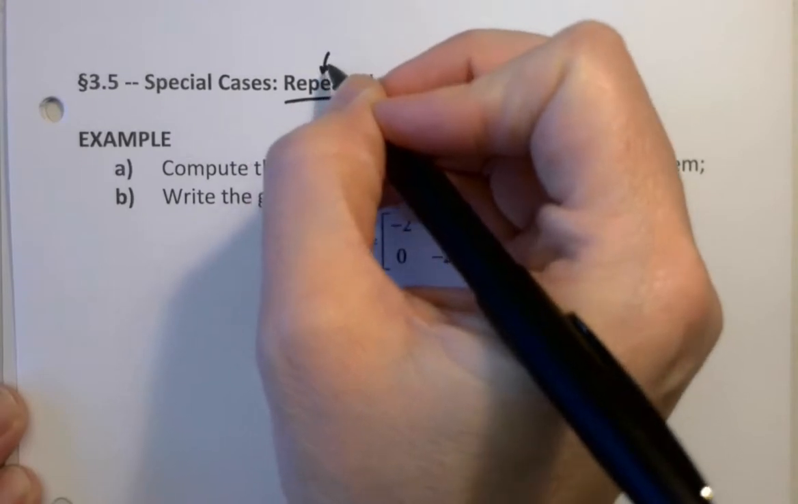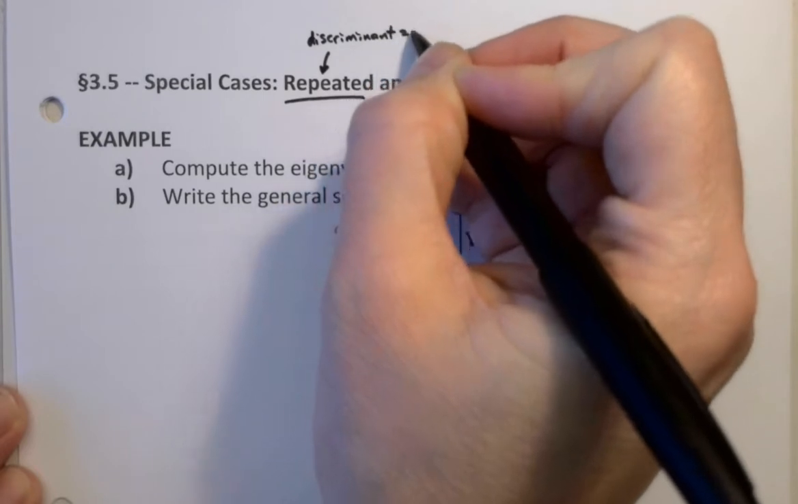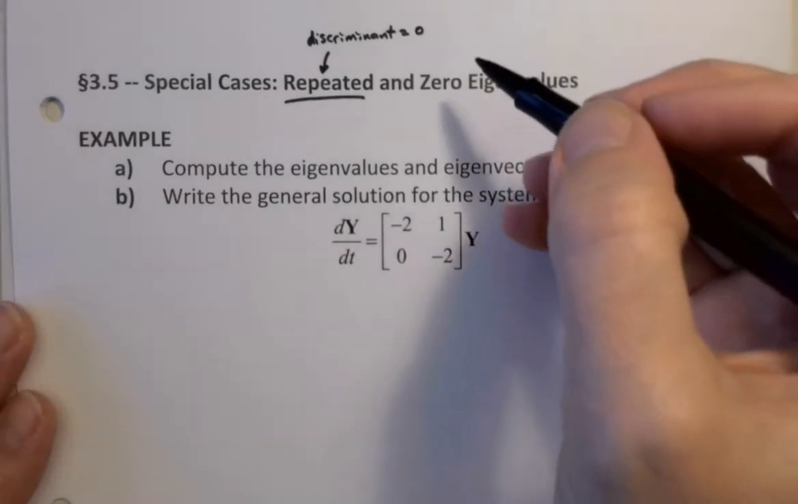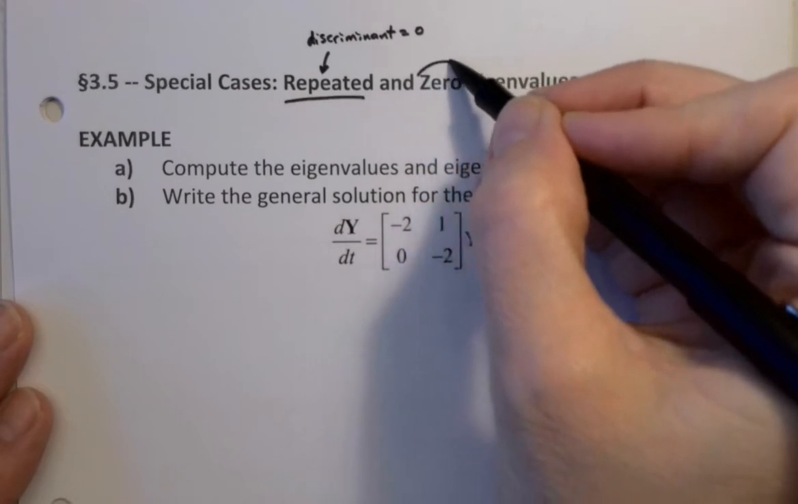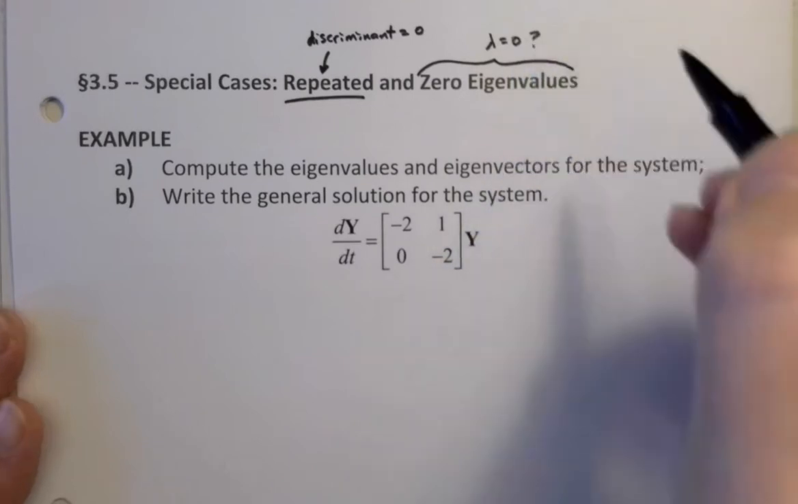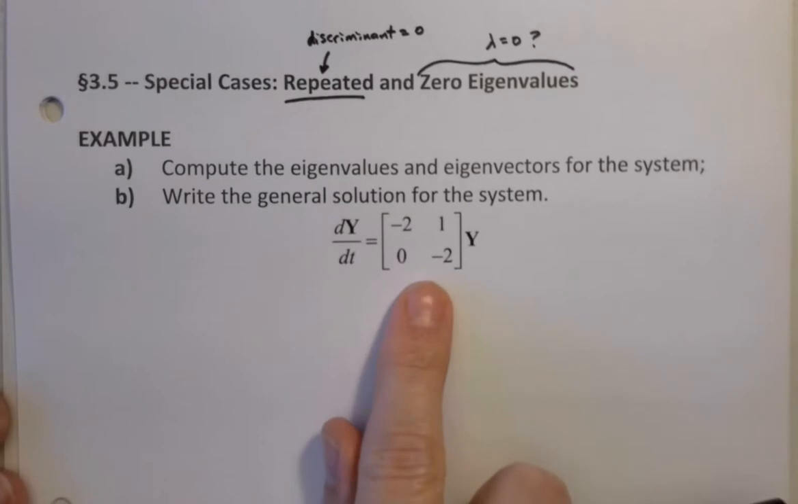And remember, that's where the discriminant of the characteristic polynomial equals 0. And 0 eigenvalues are literally what you think they are. They're what happens when an eigenvalue turns out to be 0. What happens when lambda equals 0? What do we do in that case? So we're going to be dealing with the two situations here. And in the first case, we're going to be taking a look at an example where we run into a repeated eigenvalue.